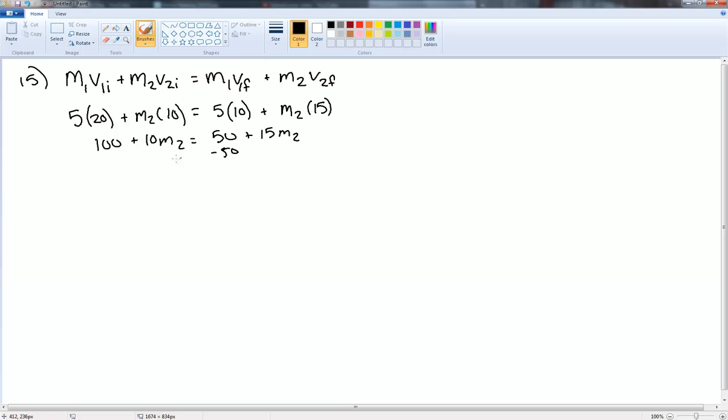Minus 50 on both sides. So 50 plus 10 m2 equals 15 m2. Minus this 10 m2 on both sides. So we get that 50 equals 5 times the mass of the second object. Divide by 5, then we get 10 equals the mass of the second object.